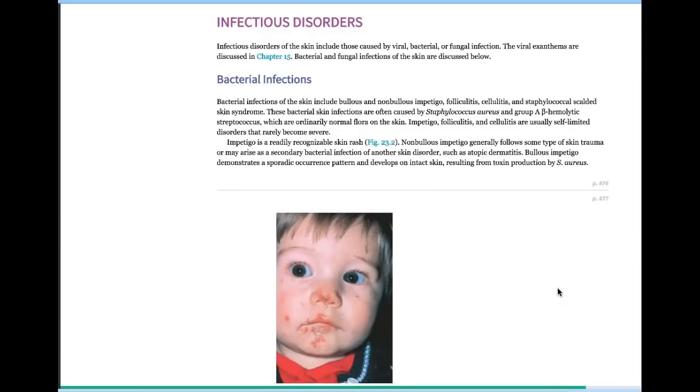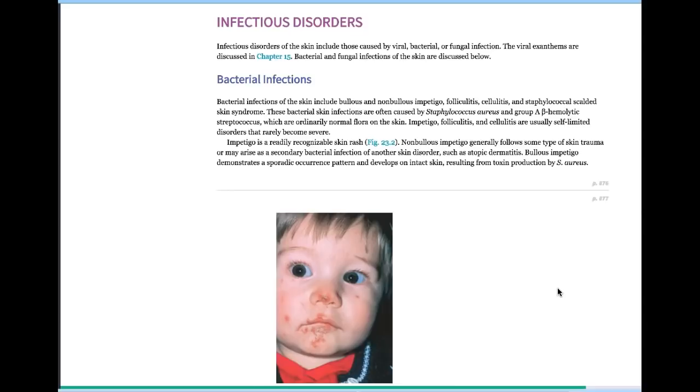Okay, so infectious disorders, bacterial infections. One of the most common ones you'll see is impetigo. Remember I said bacterial infections for the most part are caused by staph or strep. Impetigo is caused by staph. Kids harbor staph in their nose. They are nose pickers, so if they disrupt that bacteria and touch their face, they can self-inoculate and cause impetigo.